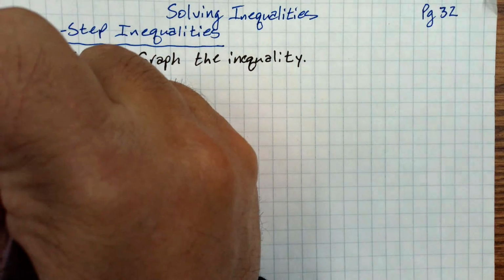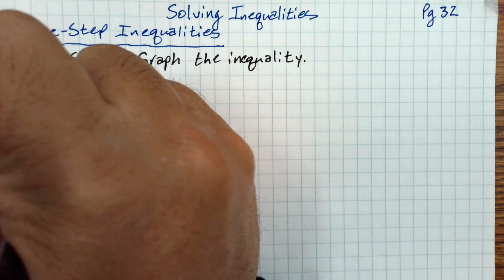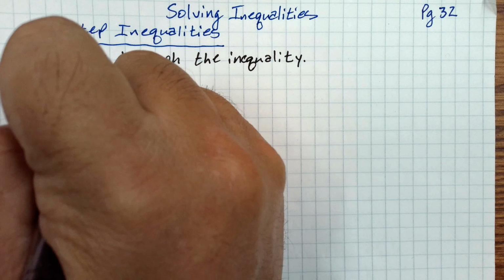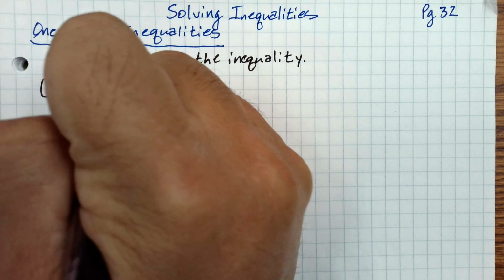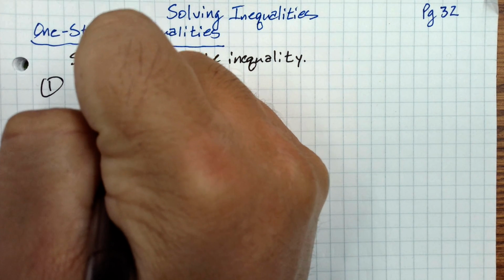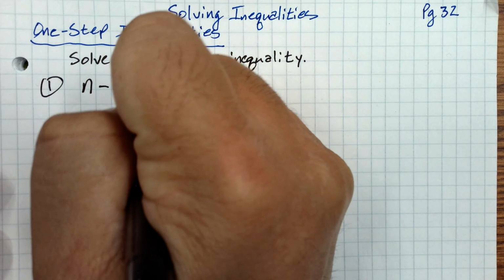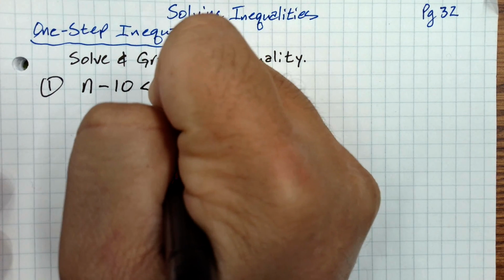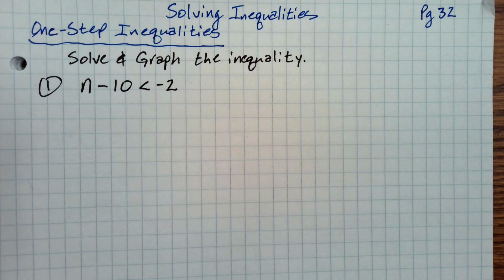one-step equations. So say I have number 1. All right, some number minus 10, reduced by 10, is less than negative 2. And we want all the numbers that fit this criteria. So in short, we'll just say n minus 10 is less than negative 2.